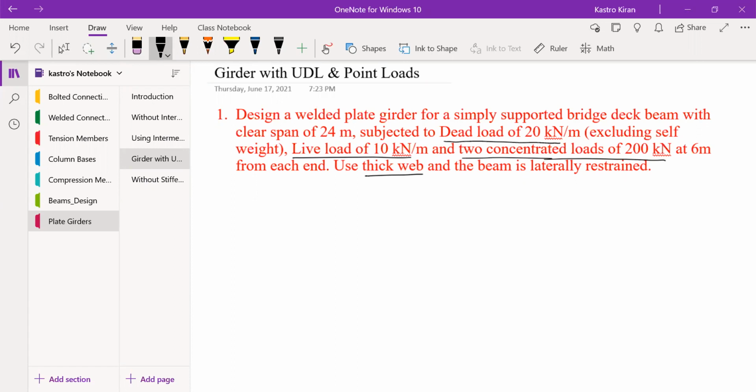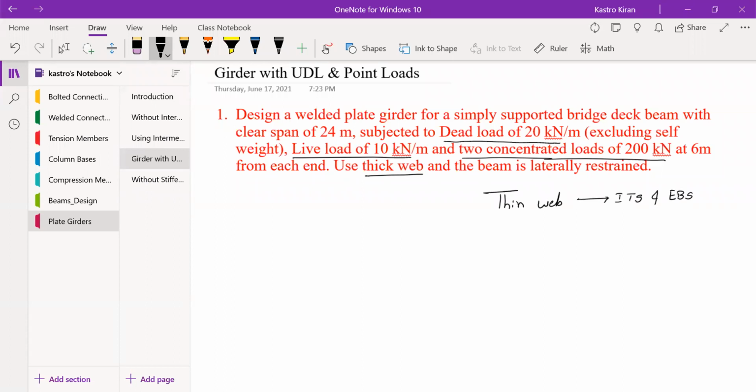So before solving this problem, you have to identify whether you have to use both intermediate transverse stiffeners and end bearing stiffeners, or you can use only one stiffener. So that has to be identified initially. So how to identify that? As I was telling in the previous model problem, whenever you are using a thin web, you have to use intermediate transverse stiffeners and you also have to use end bearing stiffeners, right?